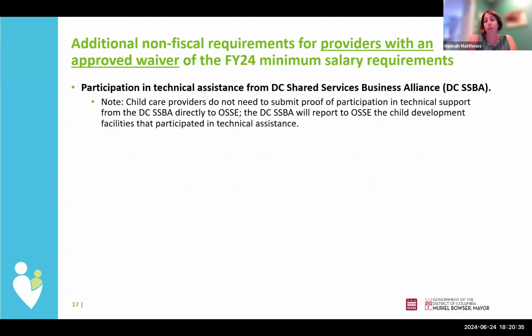Providers with an approved waiver are also required to participate in technical assistance from the District of Columbia Shared Services Business Alliance. You will not need to submit proof of participation in technical support from the Shared Services Business Alliance. OSSI will get that information from Shared Services, who will share with us the child development facilities that have participated in technical assistance.